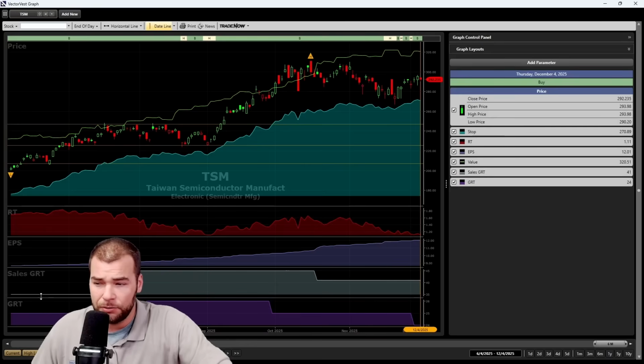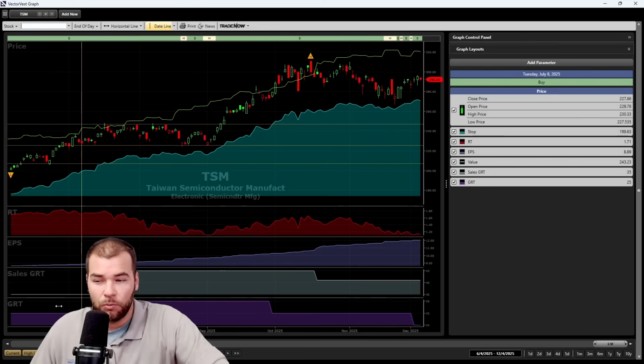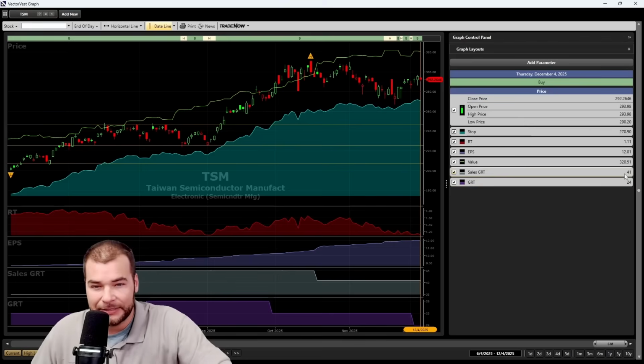Now, as far as sales growth rate and earnings growth rate, sales has increased over the last 6 months from 35% to now 41%, while earnings growth rate drops from 25% to just 24%. But the fact that sales is outpacing earnings growth rate by such a large amount here does create a great bull case for this stock going forward on a fundamental basis.